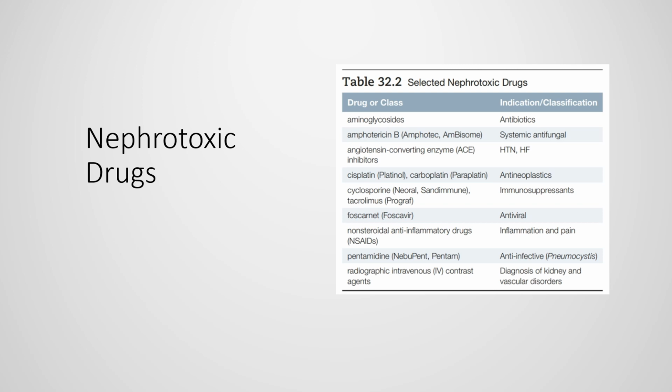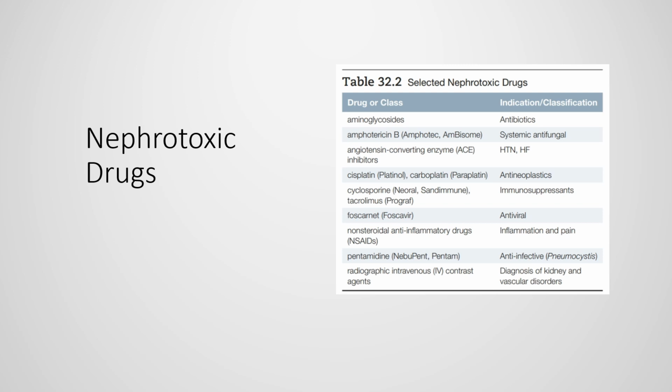Aminoglycosides are a group of antibiotics. Gentamicin and tobramycin would be very common aminoglycosides that are given for bacterial infections, and they're toxic. They're toxic to the kidneys. So we keep a very close eye on kidney function tests with them.